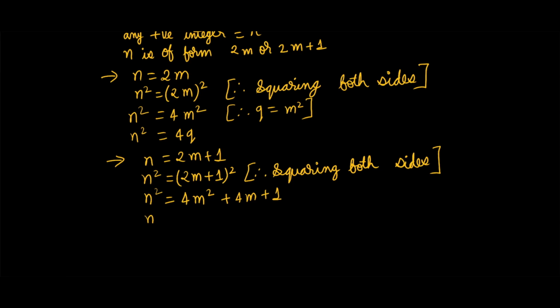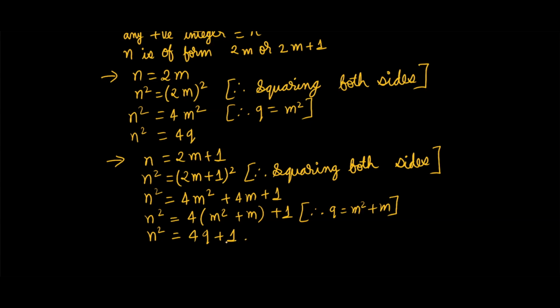So I will take common. Common will be 4 because we need 4q plus 1. So m square plus m and plus 1. So I will write here, we will take q is equals to m square plus m. So we got here n square is equals to 4q plus 1.